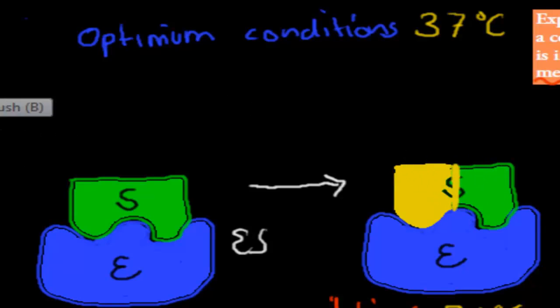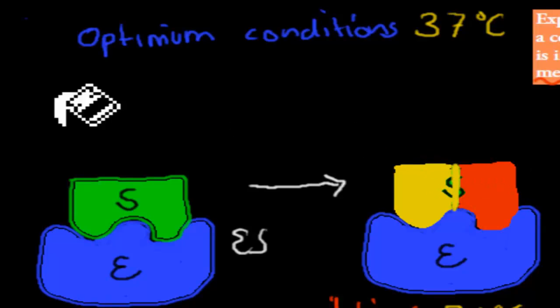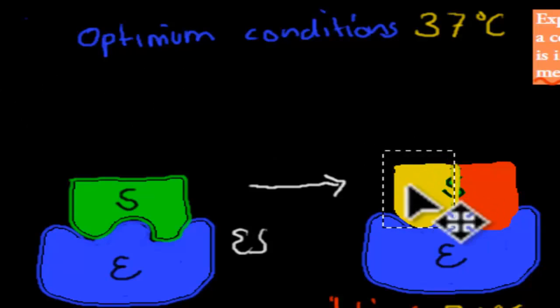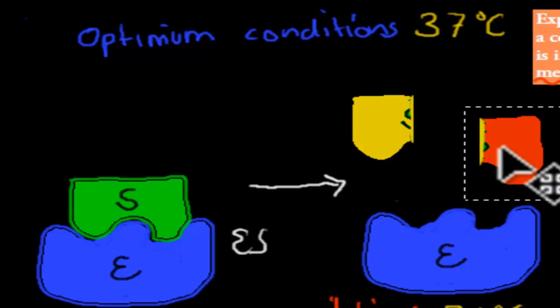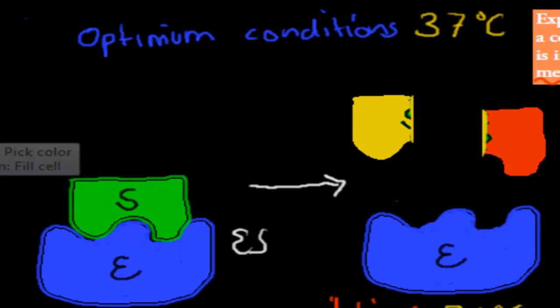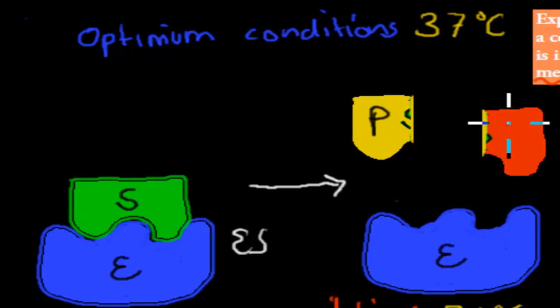It'll break down into two products. And once it does that, they're going to be removed again. And this happens quite fast because this is optimum conditions, so everything happens quite fast. So we go from our substrates initially into two new products, and this happens at a fast rate.